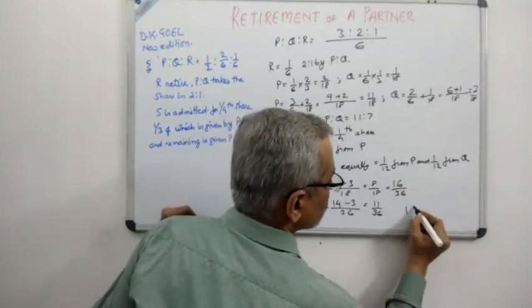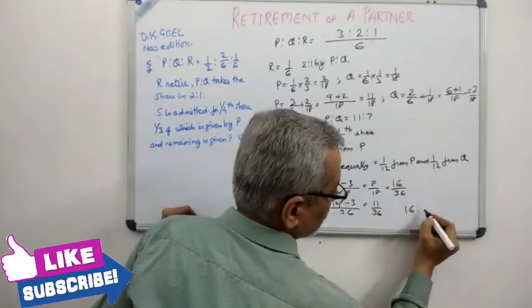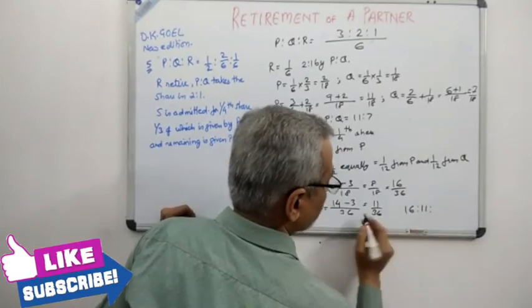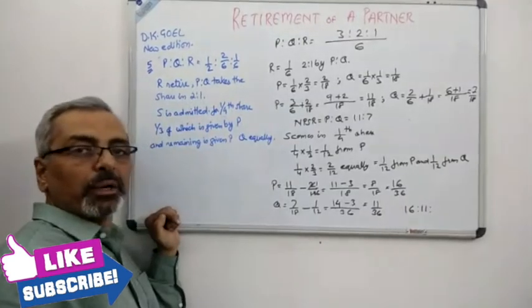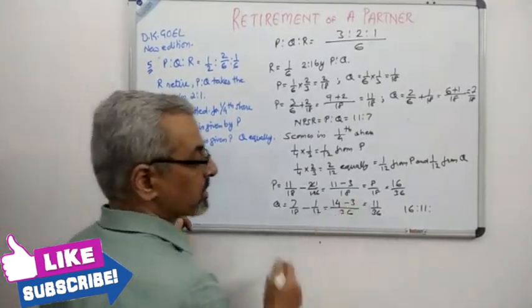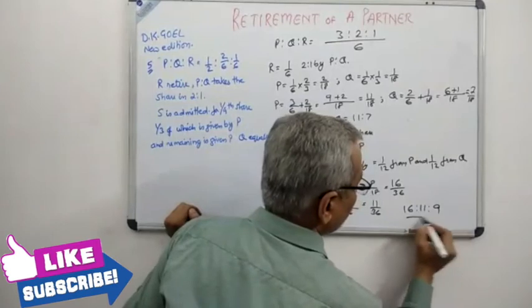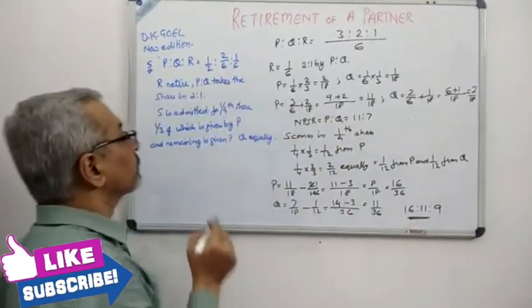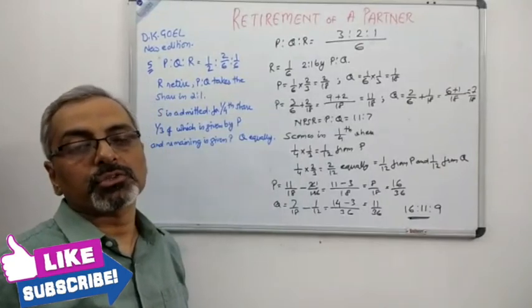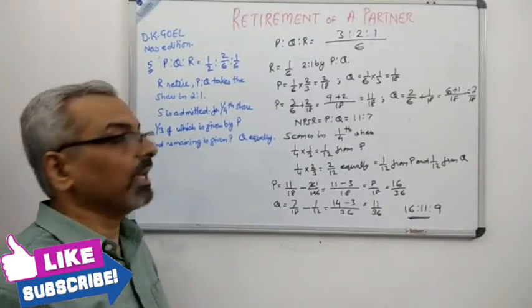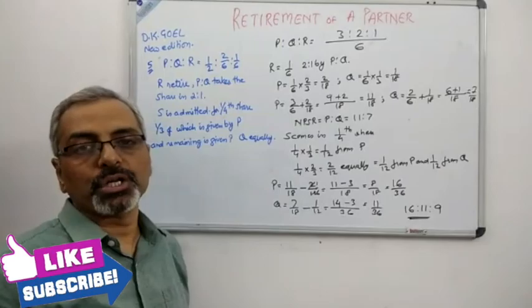So the new profit sharing ratio will be 16:11, you can see over here 16 plus 11, if you do, you end up getting a 27, and 27 minus 36 gives you a 9. So the new profit sharing ratio after the addition of S will be 16:11:9. So this was sum number 5 of the book, New Edition, D.K. Goyal.